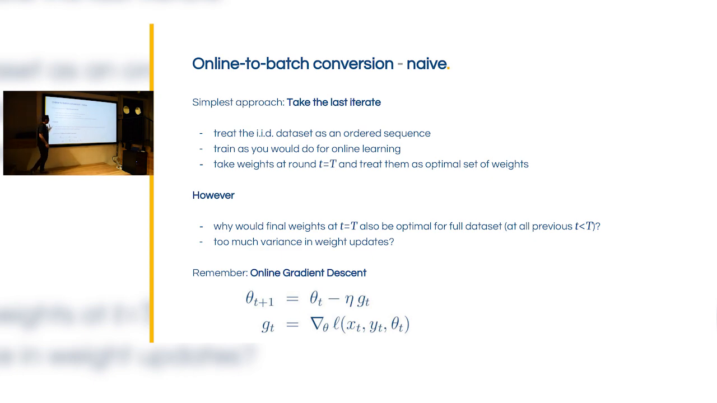However, why would these final weights actually be optimal? And in fact, they're not. I'll show you that they're not. And this other problem is we calculate these gradients on one single data point. So we have way too high variance for this to make sense, right? At least that's what I feel naively is the problem.